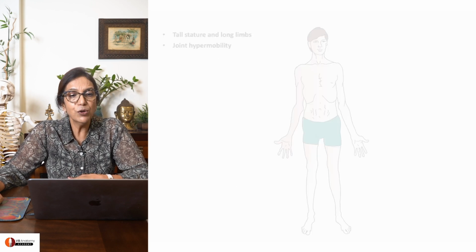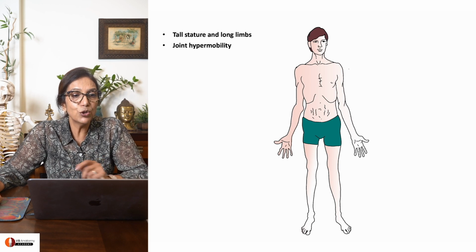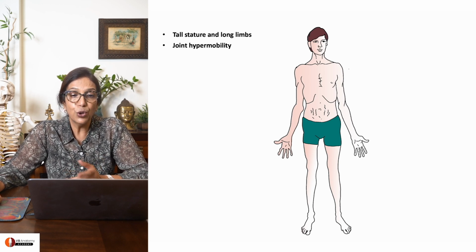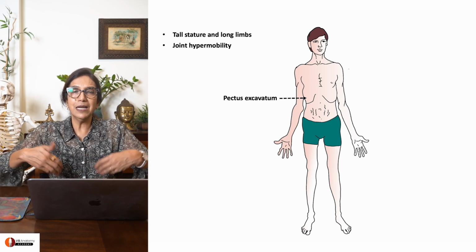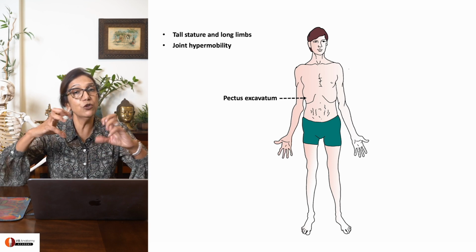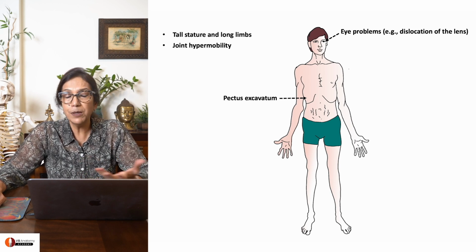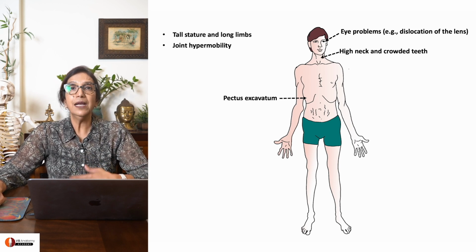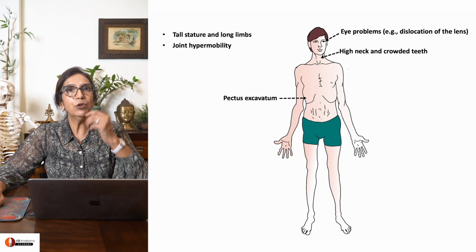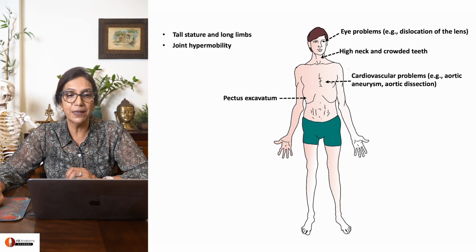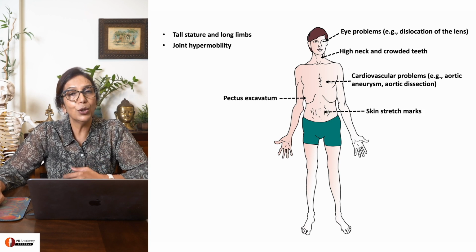I'm going to give you an image to make you understand this even better. Look at this. You can see tall stature, long limbs, joint hypermobility. Pectus excavatum. See, his rib cage will be quite prominent. Eyes will have problems like lens dislocation. He'll have a long neck and a lot of crowded teeth. Teeth, you will distinctly see crowding of teeth. Cardiovascular problems like I mentioned, and skin is showing a lot of stretch marks.